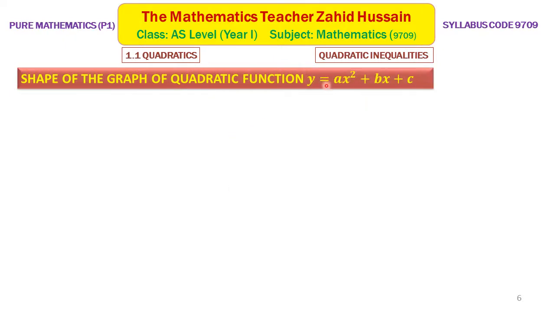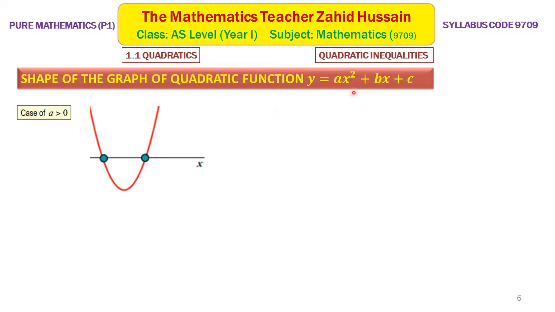Shape of the graph of quadratic function. You are familiar with this. The shape of the graph. If you are given the quadratic function y = ax² + bx + c, and if a is greater than 0, then the shape of the graph is a parabola and it always opens upward.